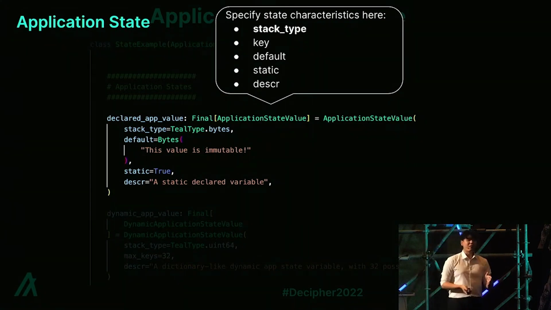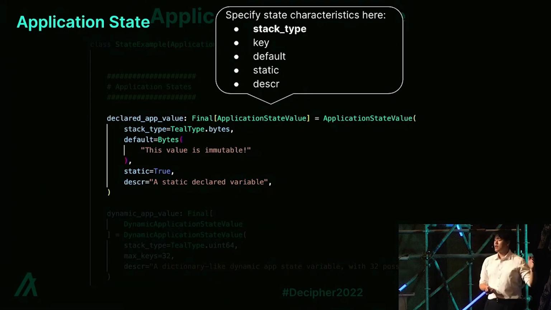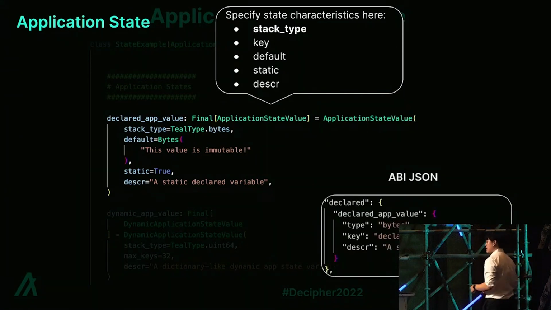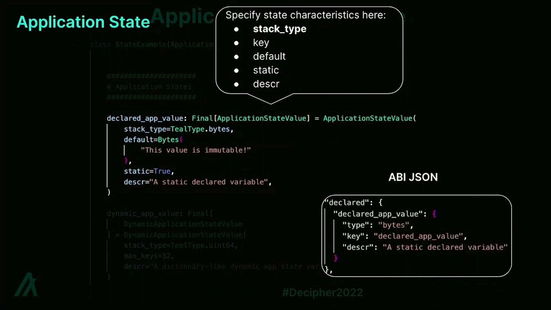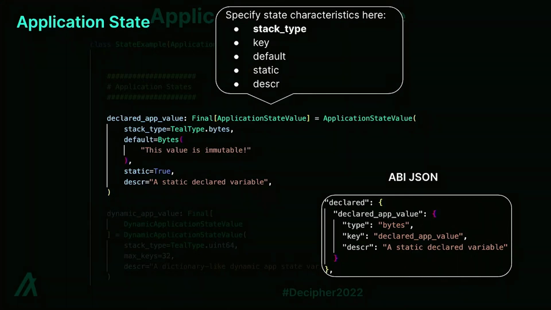What's amazing about Beaker is that it exposes this state to the ABI. This is what it looks like in the ABI. You can see that the type of the state, the keys, and the description are exposed in the ABI, so the front end knows how to interact with and use this state. It will be much easier for them.